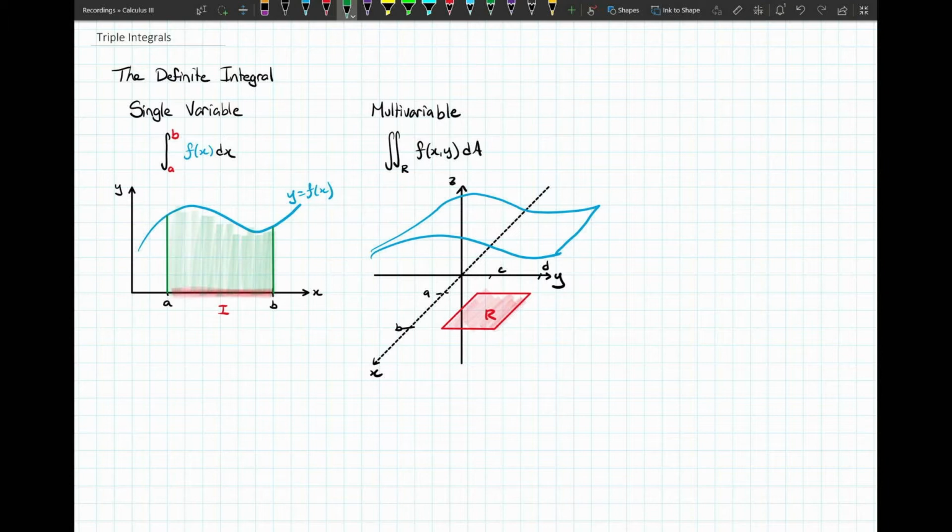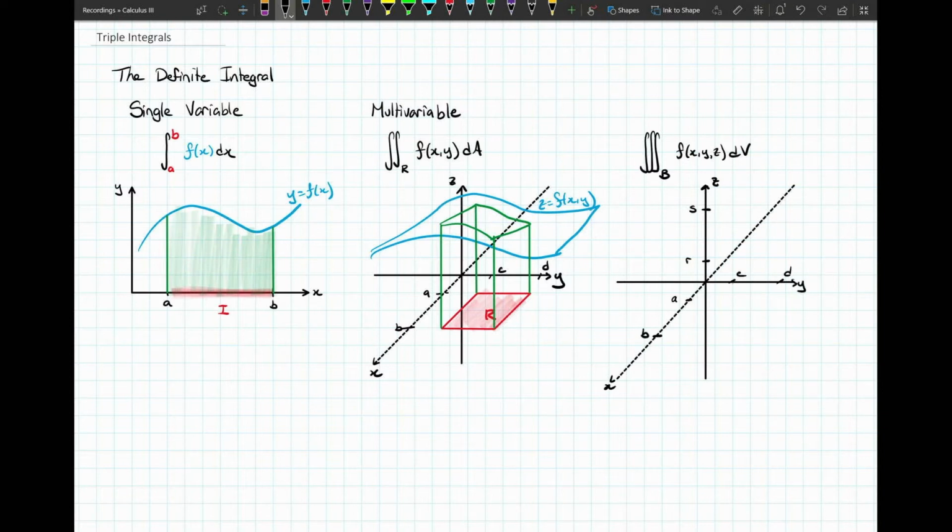Now, geometrically, what we get as a result is a volume bounded by this function f of x, y, which defines a surface in R3, and the xy plane over this rectangle. That gives us a solid region. So we can still try to make sense of what we get as a result. You can see that we have area for a single variable integral, and we have volume for a double integral. Now, what does a triple integral look like?